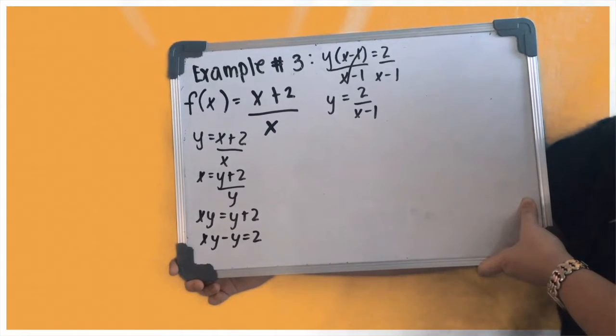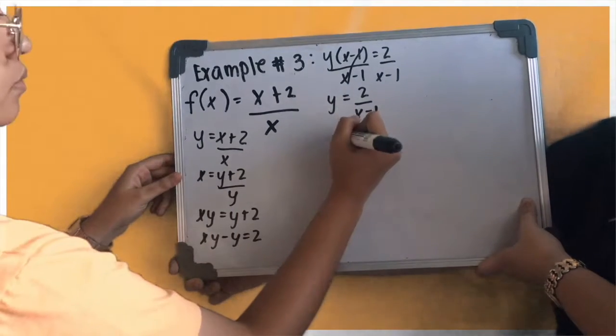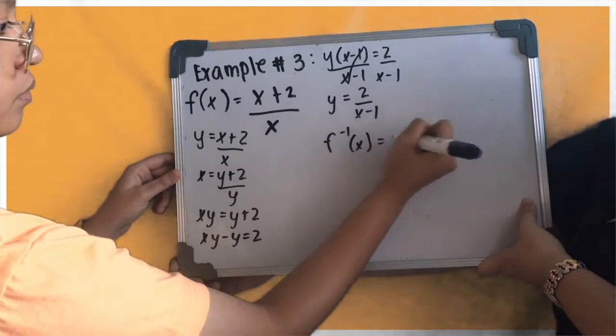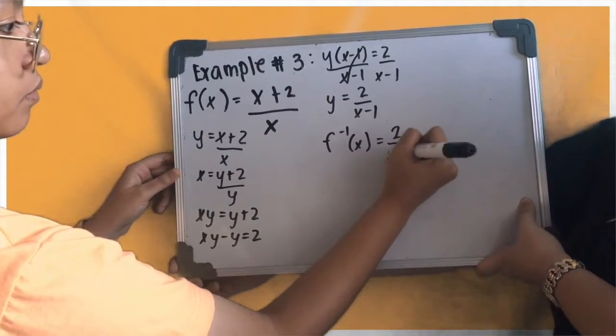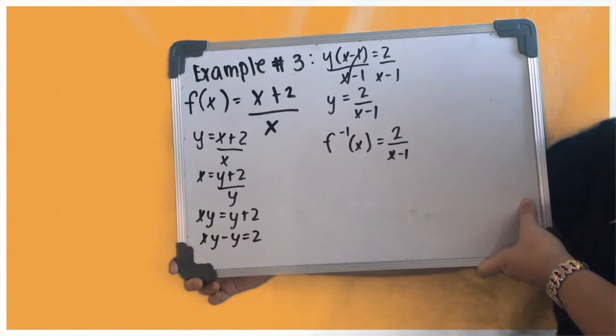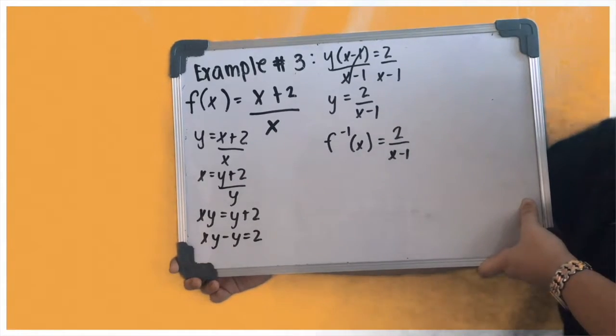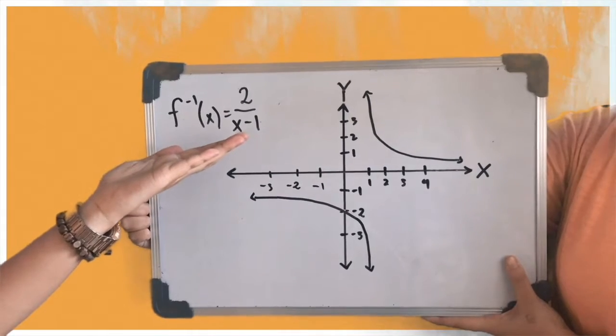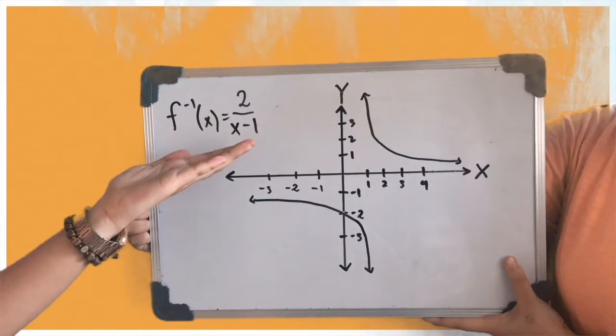We must now represent it as f raised to -1 of x equals 2 over x minus 1. Now, let's proceed to graphing. Here is the graph of the function f raised to -1 of x equals 2 over x minus 1.